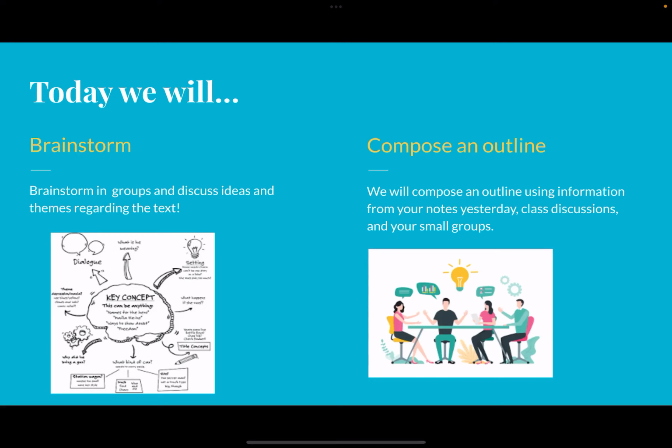Today, we will take that information and brainstorm in our groups and discuss ideas and themes regarding the text. So basically a continuation of where we left off last class. And we're going to compose an outline based on that brainstorming process, using the information from our notes yesterday, our class discussions from yesterday and today, and eventually the information that you're going to get from your small groups today.